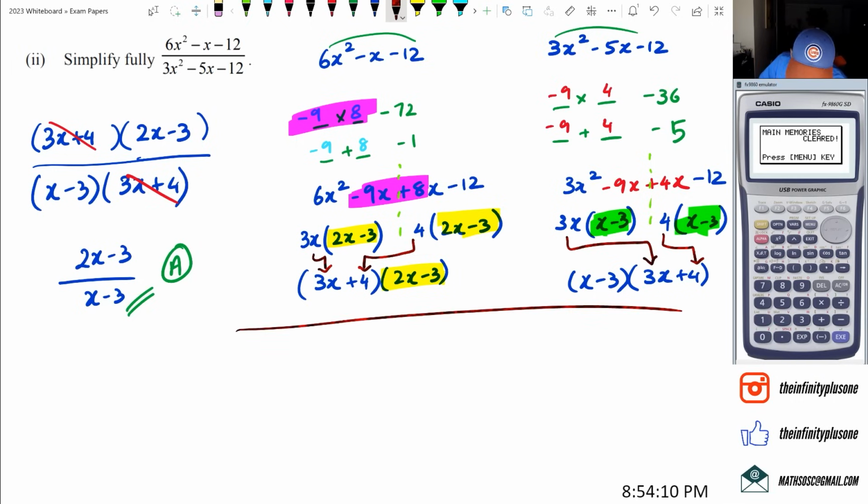So what do we have here? When you want to factorize that quadratic in the numerator, you can go into equation mode. I'm rusty here. Go into polynomial, F2, degree 2. And you just chuck in the coefficients of a, b, and c. So I'm going to put in 6, minus 1, and minus 12.